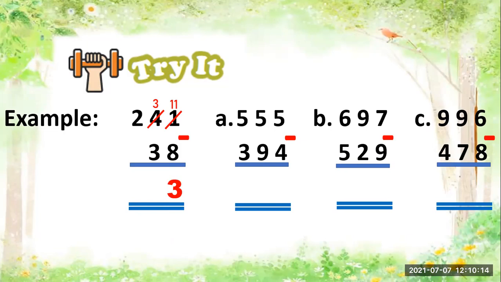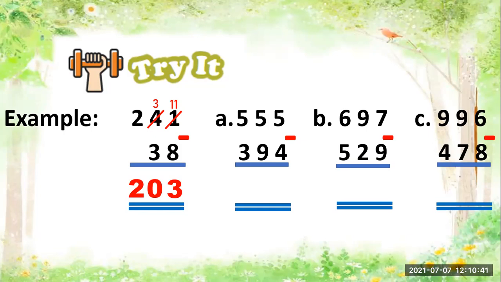Now we will proceed to the tens place. 3 minus 3 is 0. And 2 minus, there is no number, so we will just write number 2 here. So the answer here in 241 minus 38 is equal to 203.